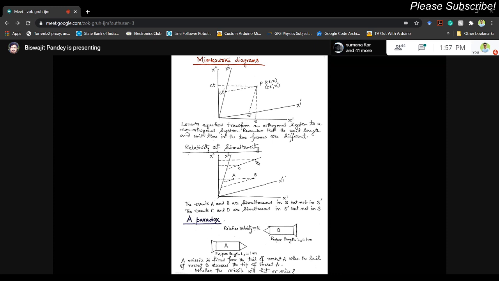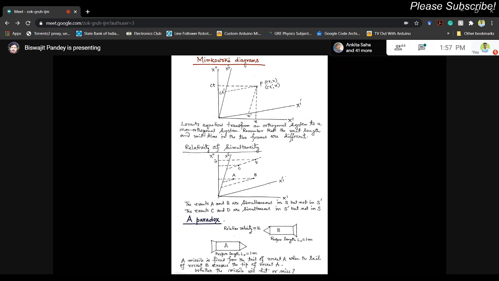But if I look at the two events from the unprimed frame, I have to draw two lines which are parallel to the space axis in the unprimed frame. So draw two such lines. You see, these two events cut the time axis in the unprimed frame at two different points. So clearly again, these two events which are simultaneous in the prime frame are not simultaneous in the unprimed frame.